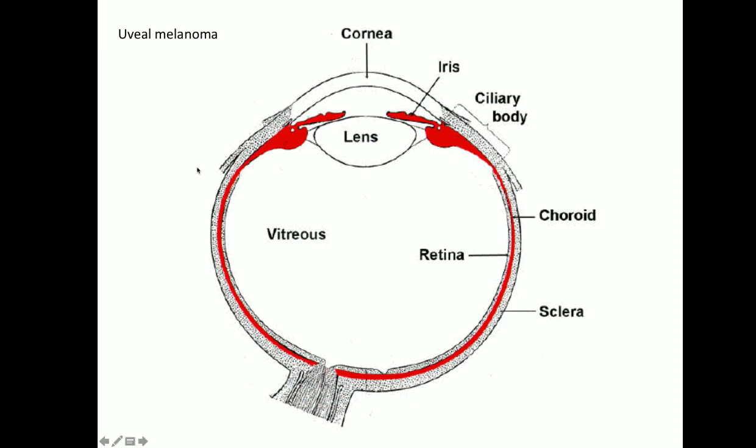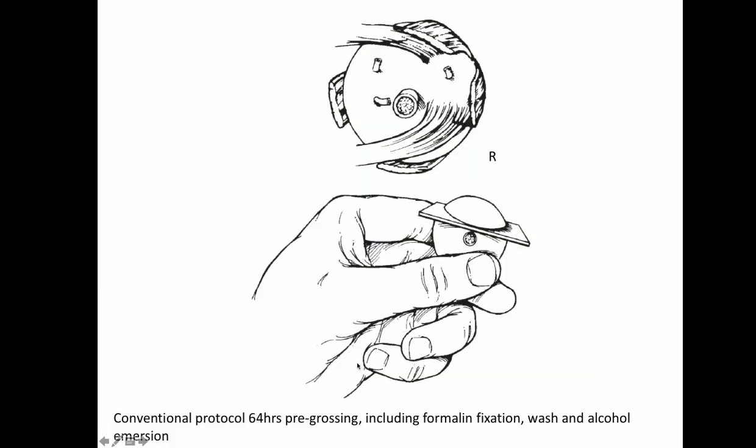Moving on to uveal melanoma. The uveal tract is a pigmented vascularized stroma that arises from neural crest, and it consists of iris, ciliary body, and the choroid. And when we get an eyeball, this is decades-old methodology. The most important thing for a pathologist is to orientate it. It's easy when it's in the patient, it's not so easy when it comes out.